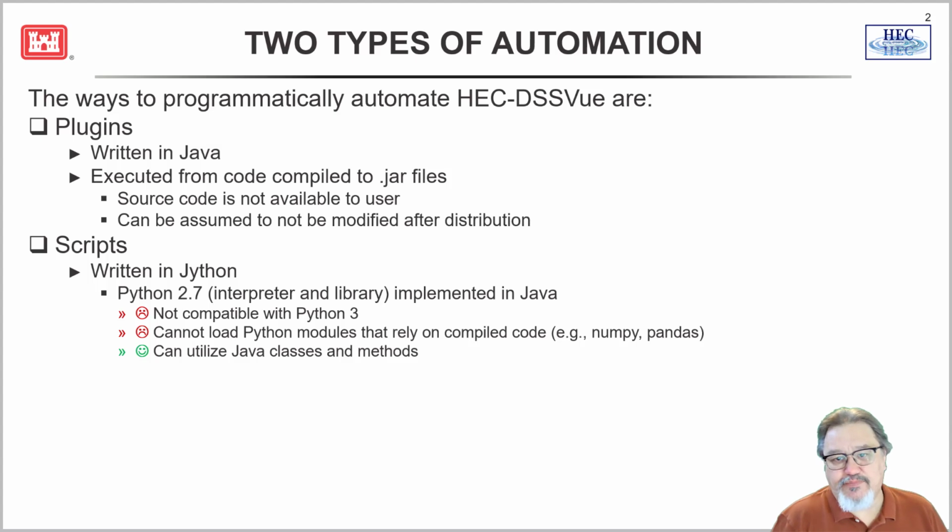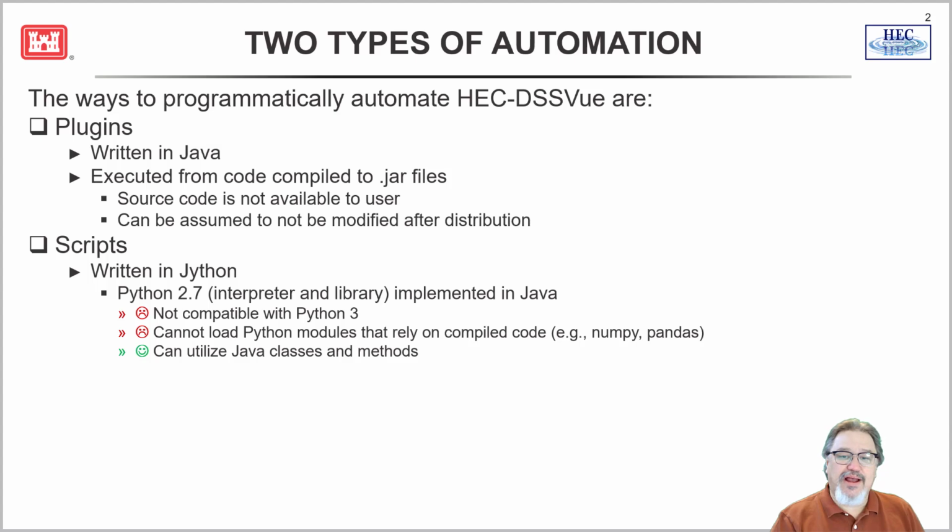Scripts are written in Jython. So what is Jython? Well, it's Python implemented in Java. Normal Python, what we call CPython, the interpreter is written and the library is written in C. Jython, the interpreter and the library is written in Java. It's a good thing because you can utilize Java classes and methods in Jython.